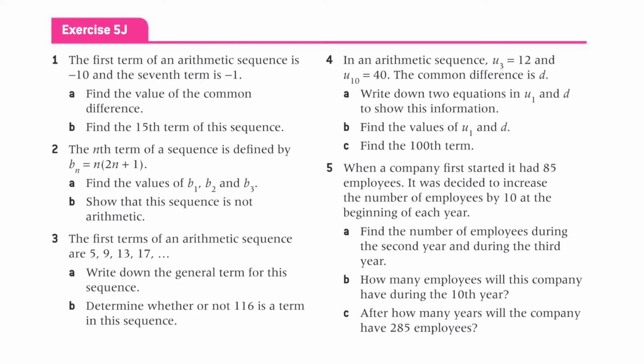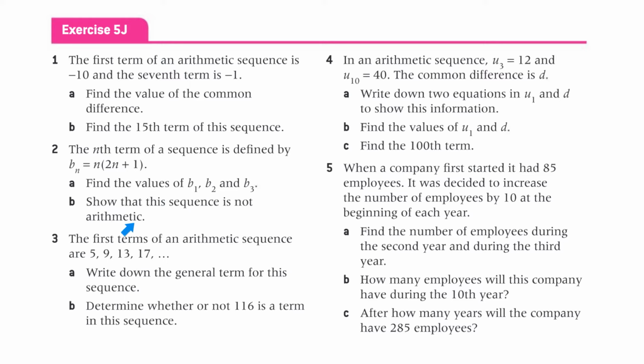You know that as well, which is actually the formula. Find the 15th term of this sequence. Okay, number 2, the nth term of a sequence is defined by that. Find the values of B1, B2, and B3. Well, it's just substituting. If you put a 1 there, you put a 1 there, you put a 1 there, and you find B1. Show that this sequence is not arithmetic.